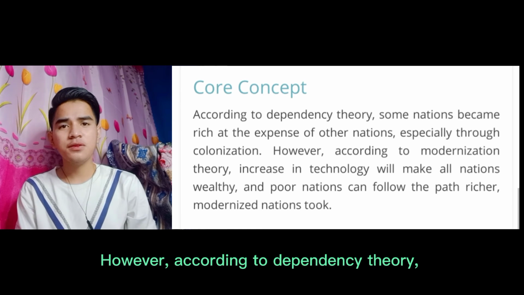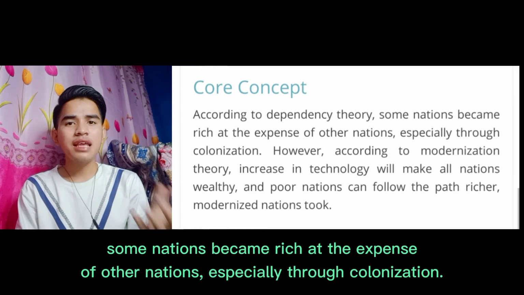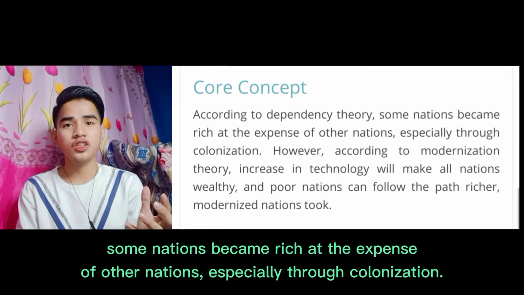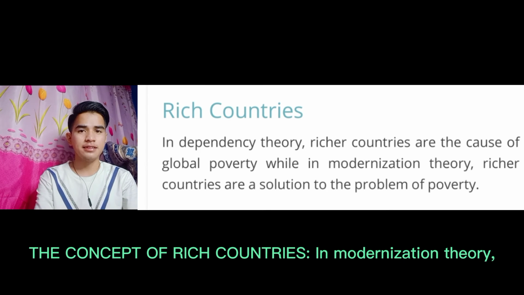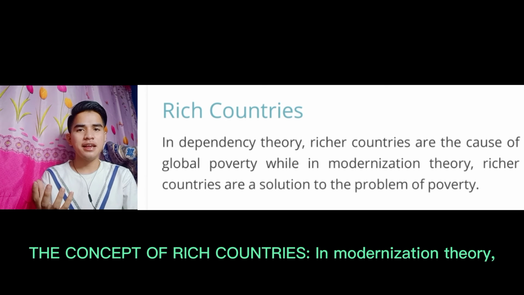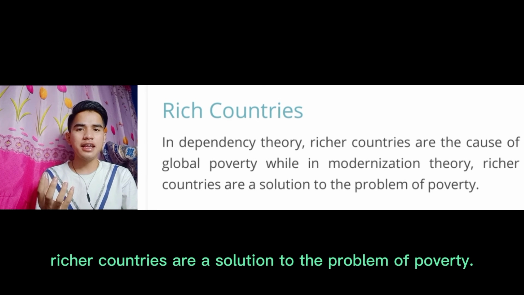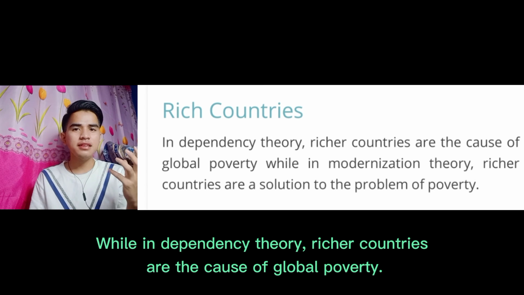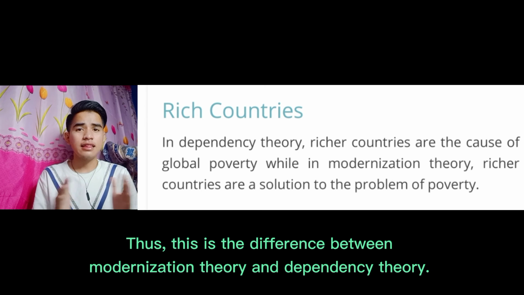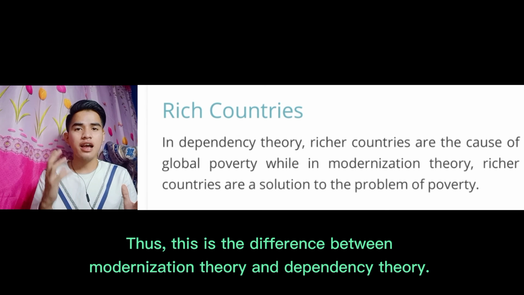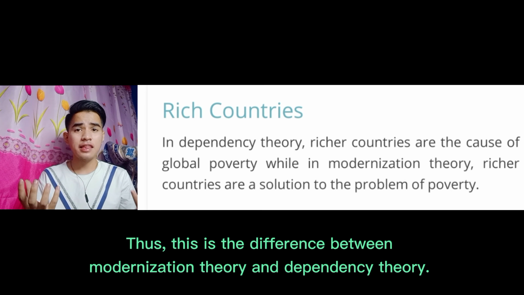However, according to dependency theory, some nations became rich at the expense of the poor nations, especially through colonization. The concept of rich countries: in modernization theory, richer countries are a solution to the problem of poverty, while in dependency theory, rich countries are the cause of global poverty. Thus, this is the difference between modernization theory and dependency theory.